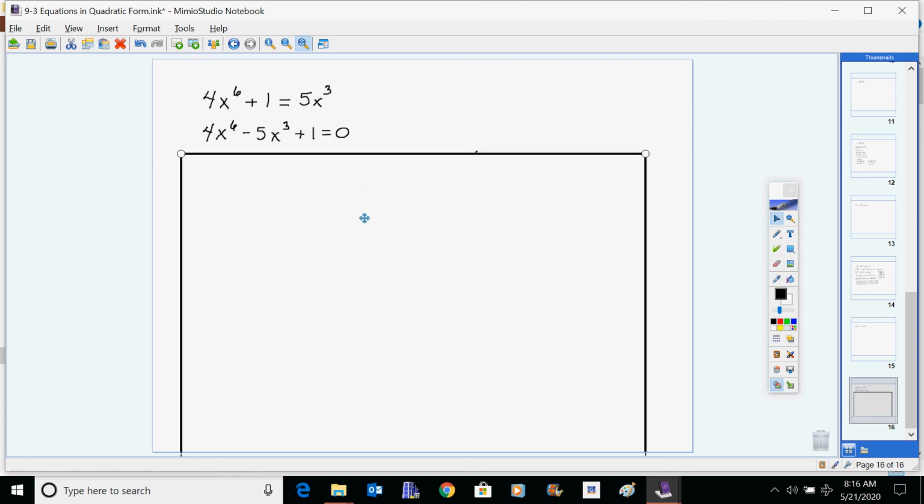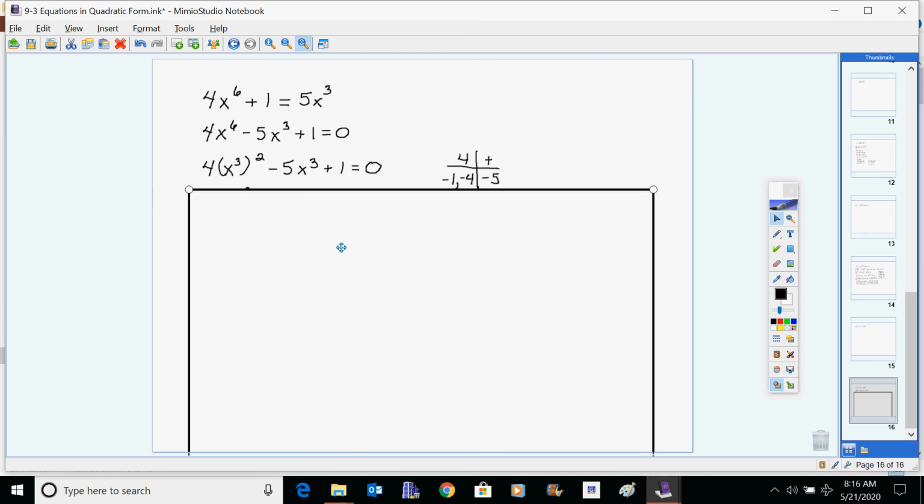So we're going to do the same scenario, we're going to make it equal to 0 and look for hidden squares, look for hidden quadratics. So this is really 4x cubed squared. So we have a 4 coefficient of x cubed squared, and then you have an x cubed in the middle. Whatever is squared at the beginning has to be by itself in the middle in order to use this technique.